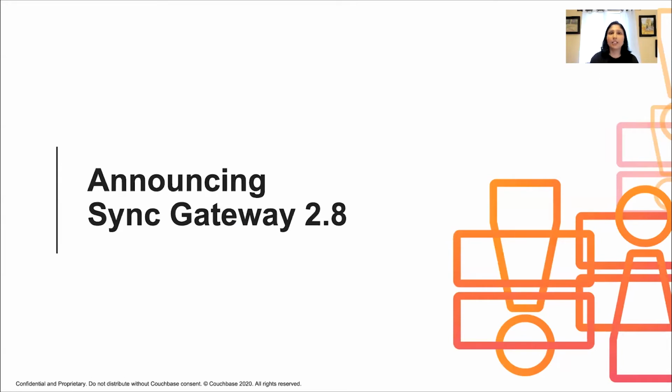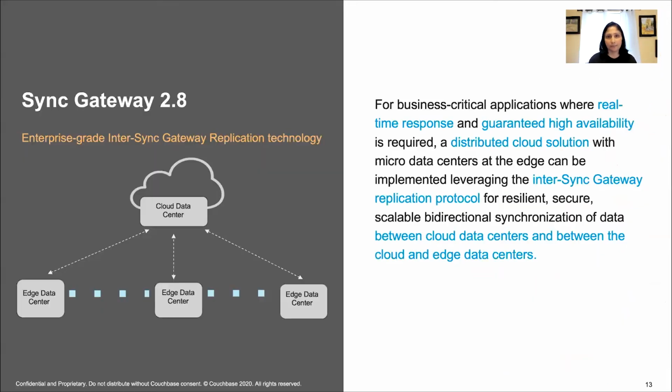First, I'll discuss the enhancements in Sync Gateway 2.8. In 2.8, we are announcing the release of our enterprise-grade sync solution for InterSync Gateway replication. So what does this mean? For business critical applications, which require real-time response and guaranteed high availability, an edge computing architecture can be deployed by distributing data storage and processing to the edge. The InterSync Gateway replication technology provides a robust, secure, bidirectional data sync between the distributed data centers. Now, these data centers could be between cloud data centers or can be between cloud and edge data centers.